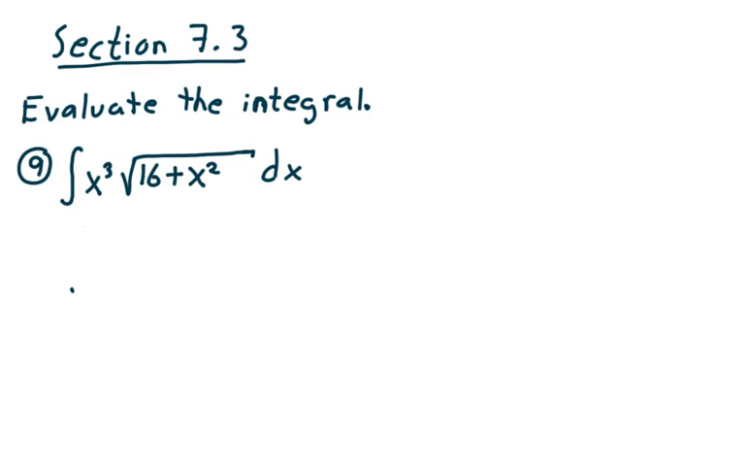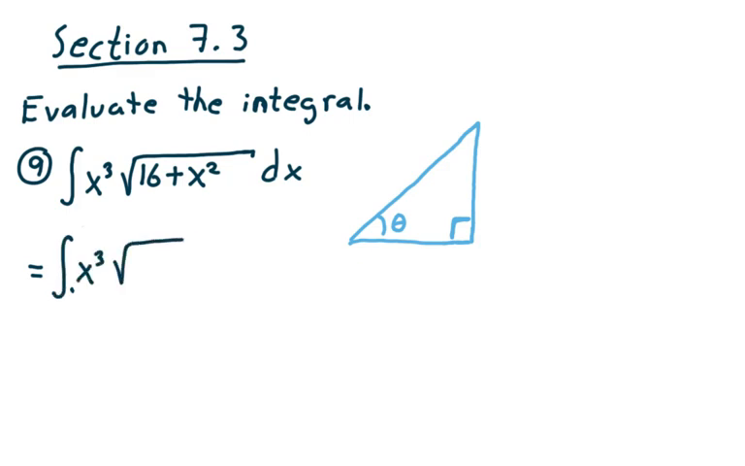Now, what I want to do is draw a right triangle. I'll draw that over here in blue, as you notice. Here's a 90-degree angle right here, and we're going to call this angle theta. Before I start to label the triangle, I want to rewrite this integral as follows. This is the integral of x cubed times the square root of x squared plus 4 squared dx.